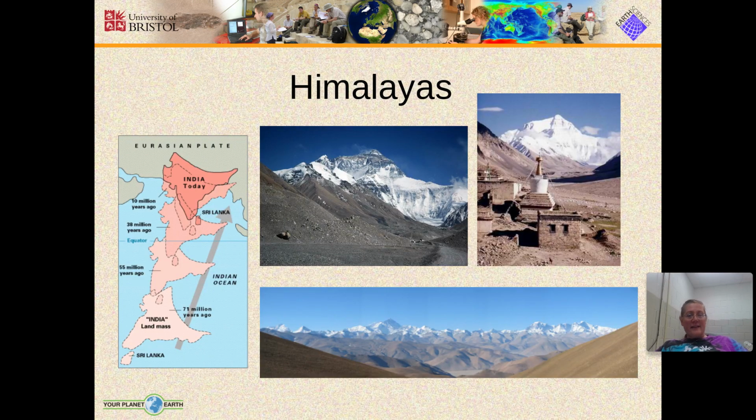And here's the Himalayas. At one time, India was an island continent, so to speak, about 71 million years ago. And here we see that 10 million years ago is when it first touched the Eurasian plate. And then today, we now have the Himalaya Mountains, with Mount Everest being the tallest land mountain on the planet.